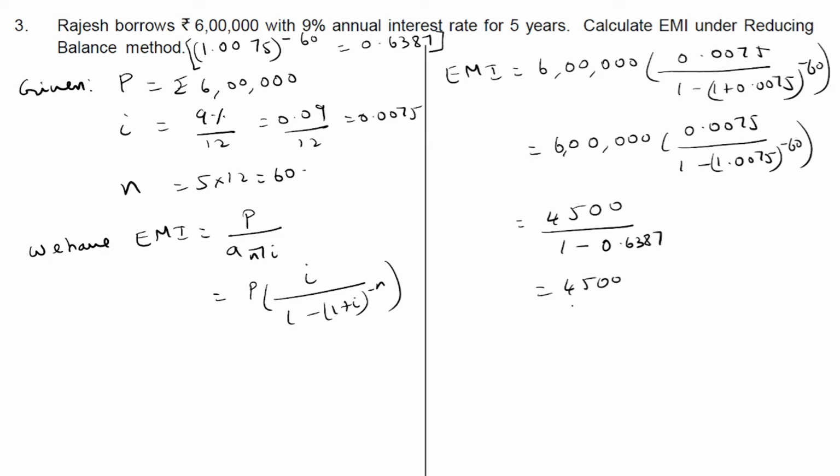So this is equal to 4,500 upon 0.3613. Now when we simplify, we get it as approximately 12,455. Therefore, EMI is equal to rupees 12,455.